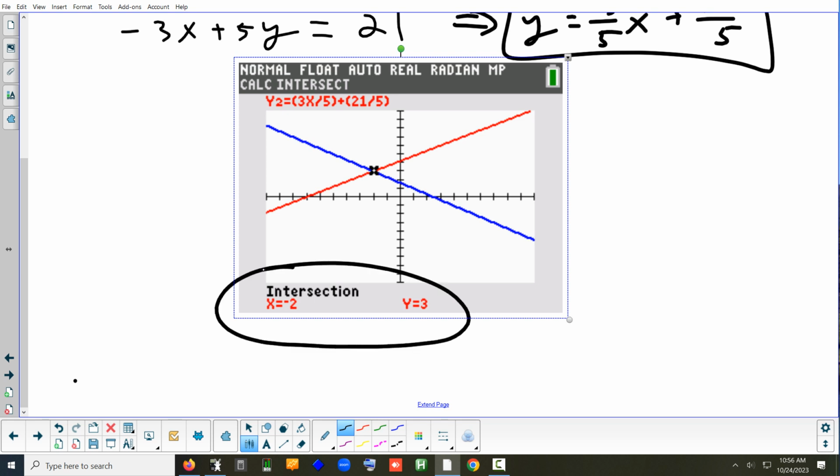And there's your answer. So if you want to write it as x equals and y equals on 2 separate lines, you can. Or what's the other way I said you could write it? Ordered pair. So it would have to be in that order because it's an ordered pair. There's an order. So -2, 3. Any questions on that?